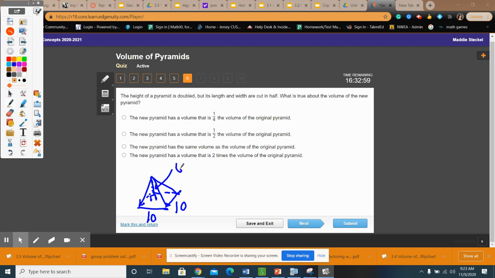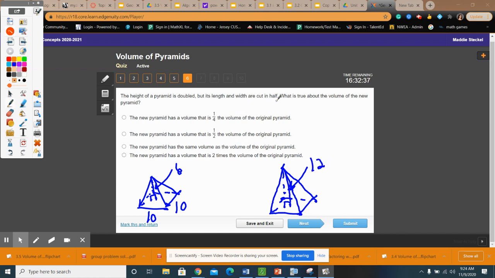Let's see. That's the first one. The new one, it says the height is doubled. So instead of 6, it's going to be 12. Oh, that is so bad. This is not good stuff right here. Okay, so instead of 6, we're going to have 12.